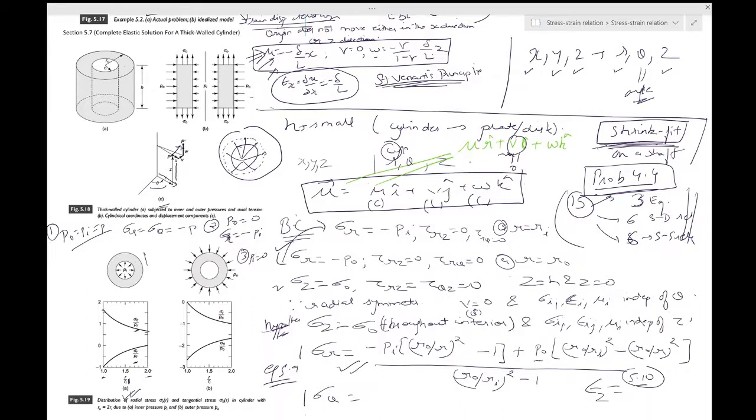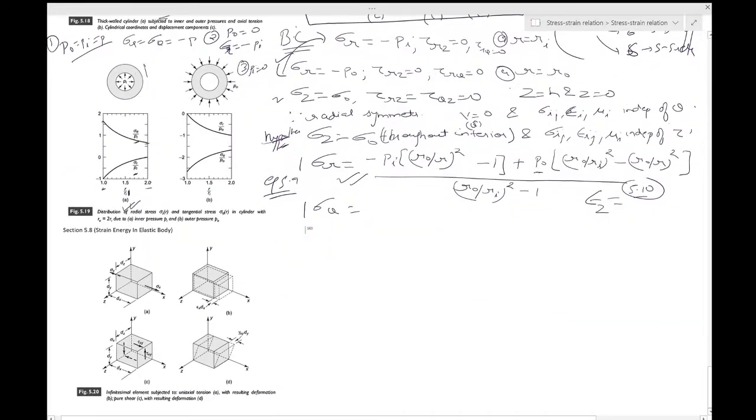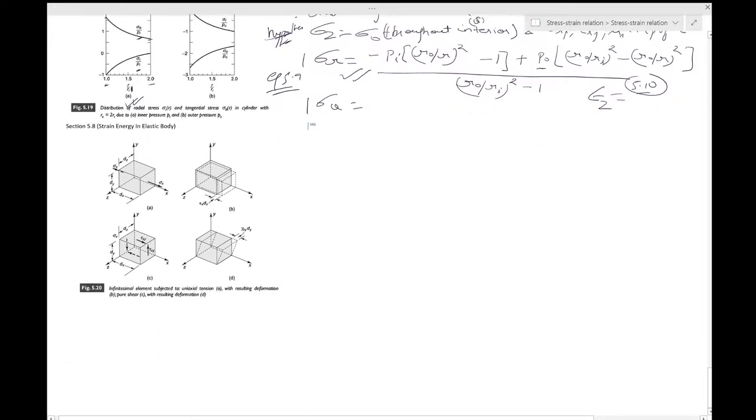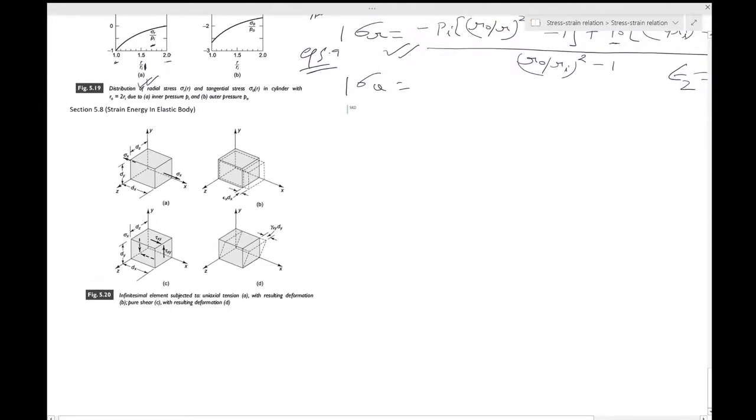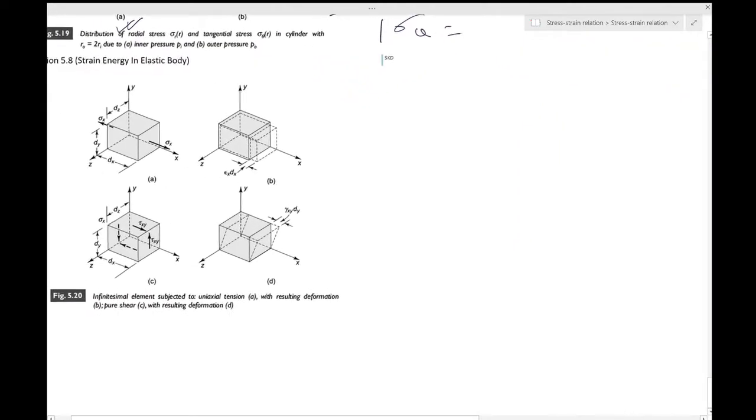Okay, so with this we move to the last topic of this chapter, that is section 5.8, and that is strain energy in an elastic body. So let me just zoom in slightly.